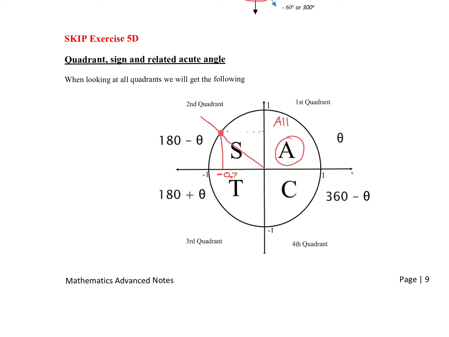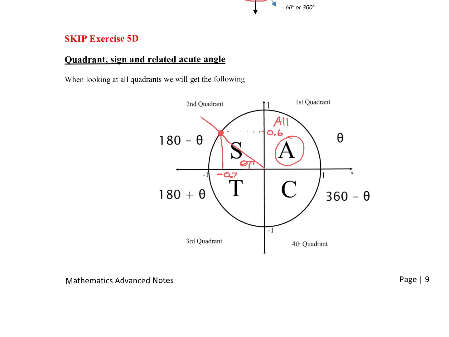Negative. Positive, because we're thinking up. The y value would be positive, so this might be positive 0.6. Okay, so if we think about this angle in here, theta, I'm just going to call it theta for a moment.